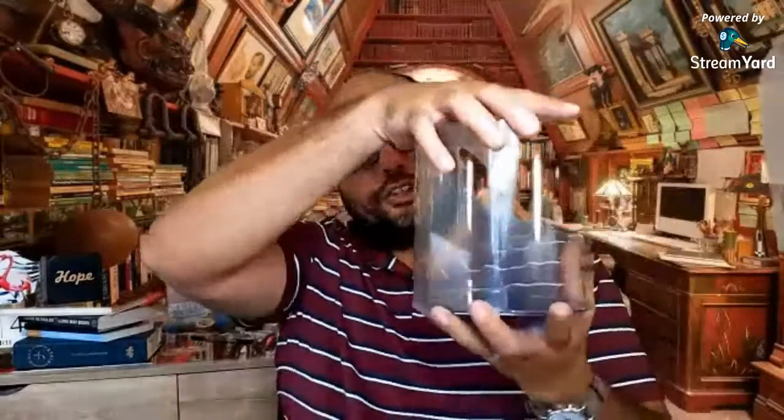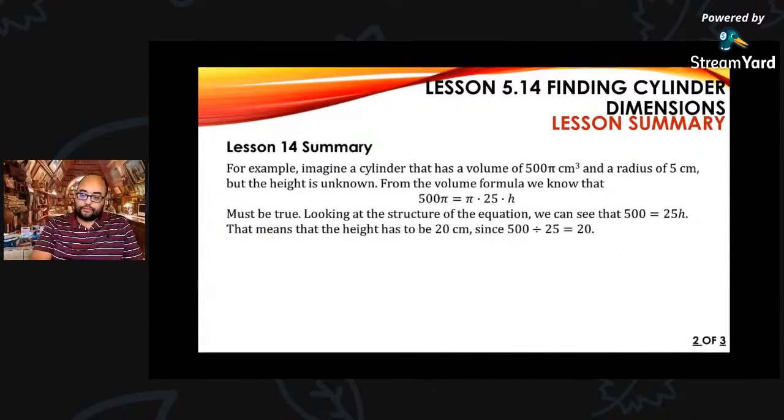So for example, imagine a cylinder that has a volume of 500 pi centimeters cubed. So we know the capacity, we know how much this cylinder can hold. It's 500 pi, and that's going to be our volume. And a radius of 5 centimeters, but the height is unknown. So we have this formula now. We replaced V with 500 pi, and that's going to be equal to pi itself times 25, because 5 times 5, or 5 squared, is 25. And we don't know the height, so we left it as h.